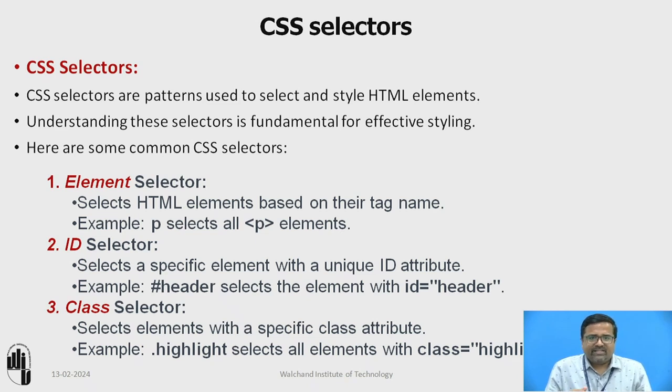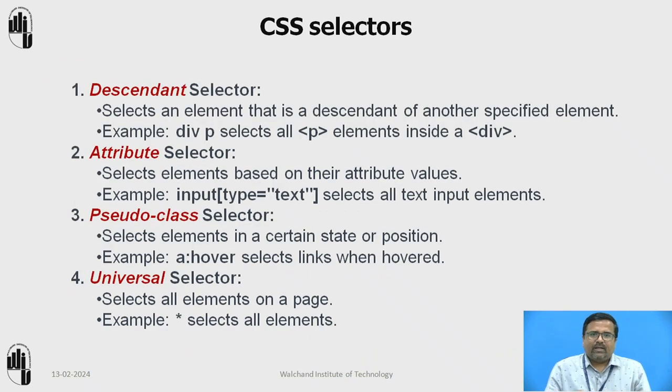Okay, then comes the ID selector. Then comes the class selector. The ID selector syntax is different, the class selector syntax is different, right? So we will first have this brief idea of what these selectors are and what their names are, and then one by one we will have an example of each of these. Then the second one is the descendant selector. Next is the attribute selector, then the pseudo class selector, and the universal selector.